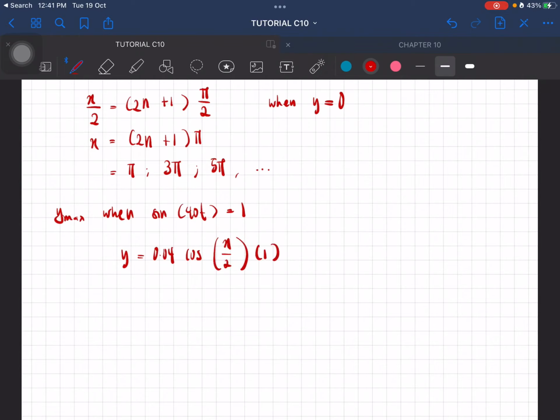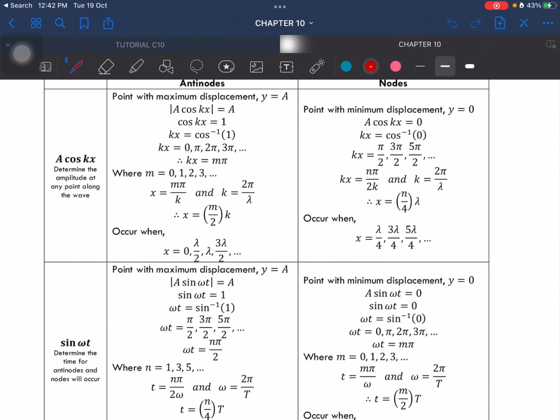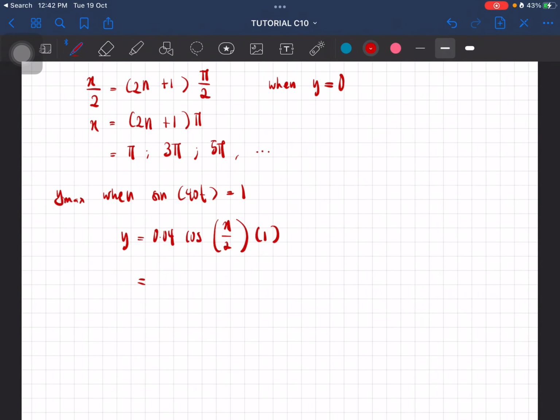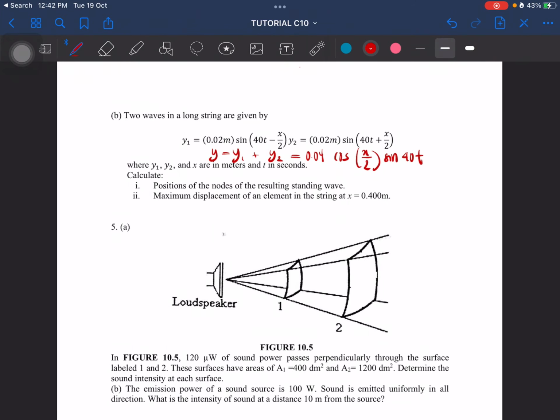So we can then substitute the value of x to be equal to 0.4. x equal to 0.4, because it is already stated that x equal to 0.4 meter. So substitute, and you should then get the maximum displacement to be equal to 0.039 meter. Okay? Alright, so that is how you solve question 4b.